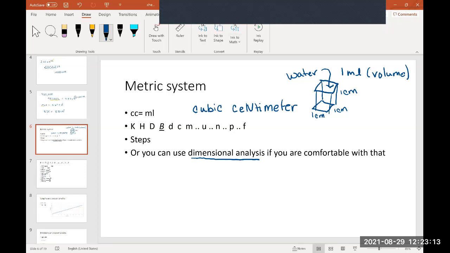You might not know what all those prefixes mean in the metric system. You might not know that deci means a tenth. You might not know that centi means 100th. You might not know that milli means 1,000th. And you might not know that deca means 10 times more, or hecto means 100 times more, or kilo means 1,000 times more.